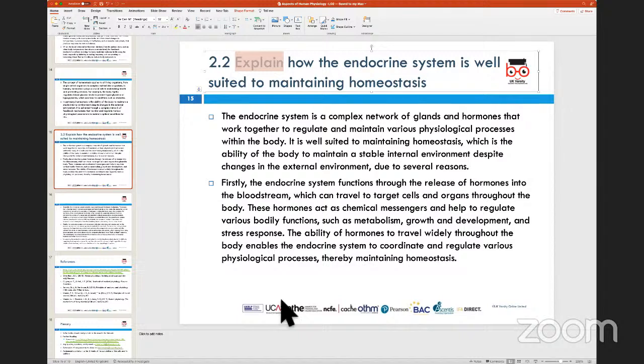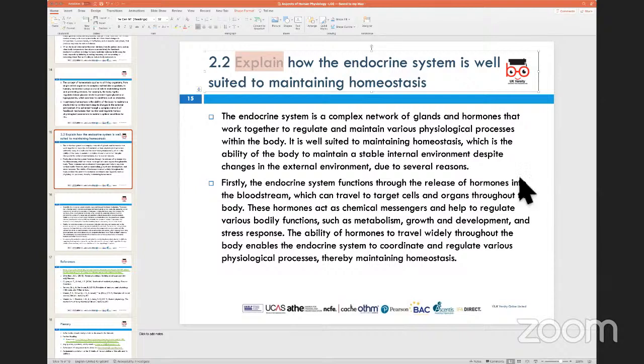Can you think of a reason why it does not help in the regulation of homeostasis, or why is the endocrine system very suited to regulate this particular system? Any ideas?